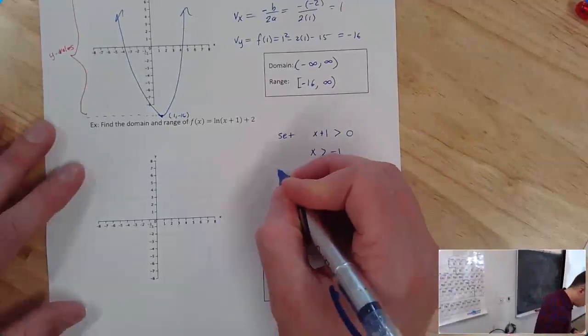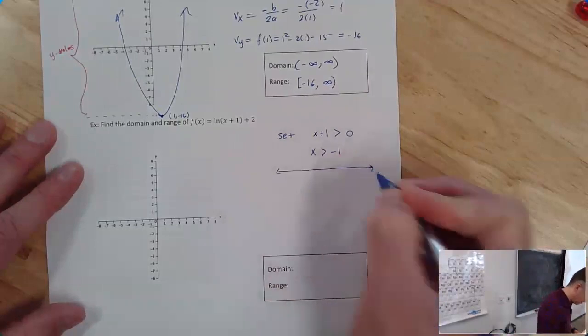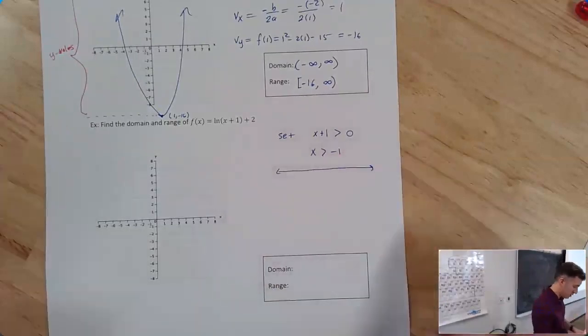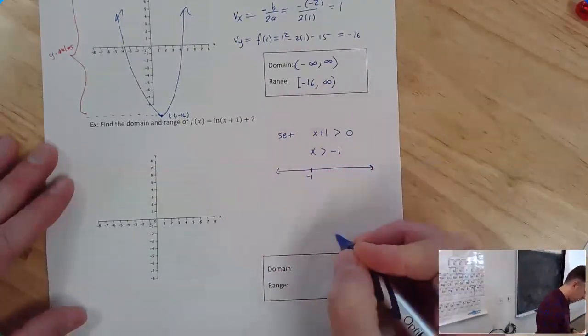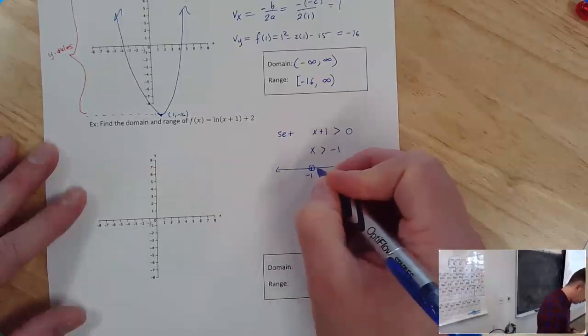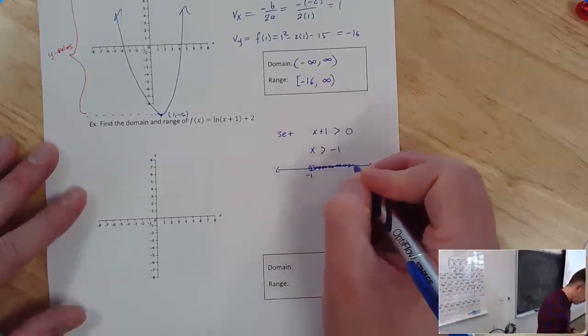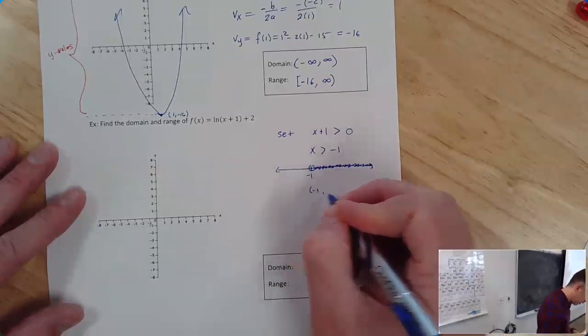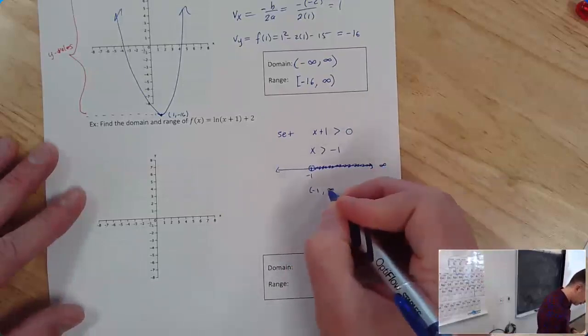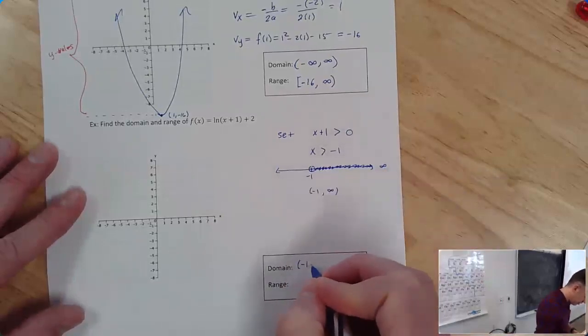And it might help, although you certainly don't have to, you could draw a number line to help you write the answer in interval notation. There's my negative 1 right there. I want everything to the bigger side of negative 1. So I want everything from negative 1 up to infinity. So that's my domain, negative 1 to infinity.